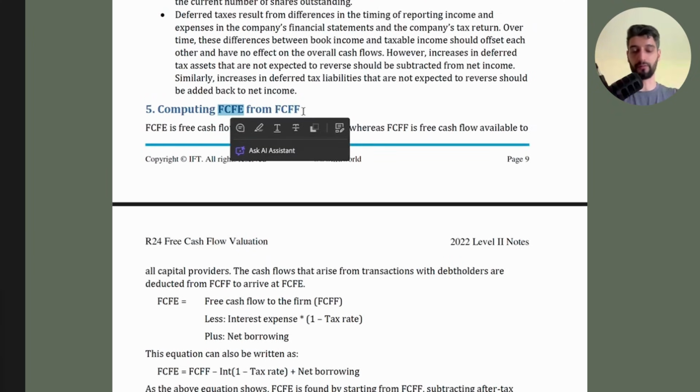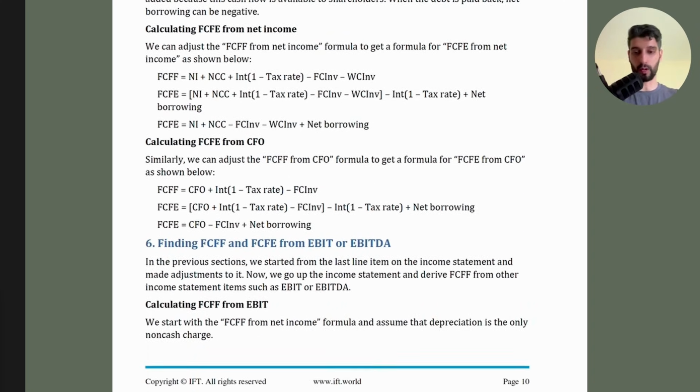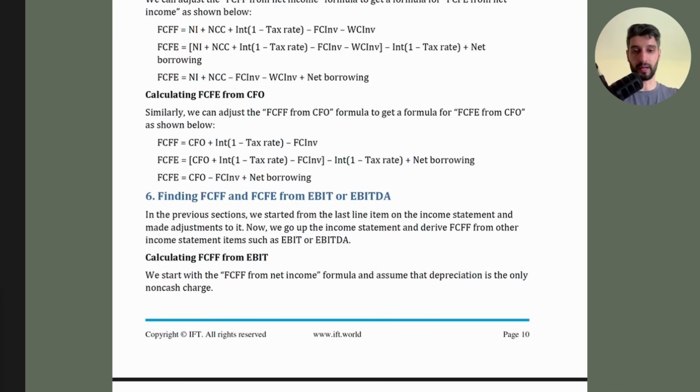and this is from free cash flow to the firm. Again, a couple of permutations. We'll be doing it from both net income and from CFO. Now, we do go on to also calculate it from EBIT or EBITDA. I have not included that in my notes to keep it concise, but now let's flick over to my handwritten notes, which I've scanned in.